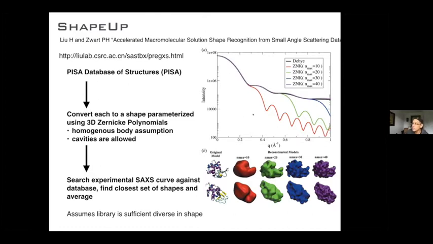So what Shape-Up was, it was simply doing a large survey of all the structures in the PDB, parameterizing them using these 3D Zernike polynomials, relating everything down to a unit sphere. And so simply you would take your SAXS data, search their library, find the closest matches, and do some minor refinement of that to get your blob. So at the end of the day, what you're getting is a blob.